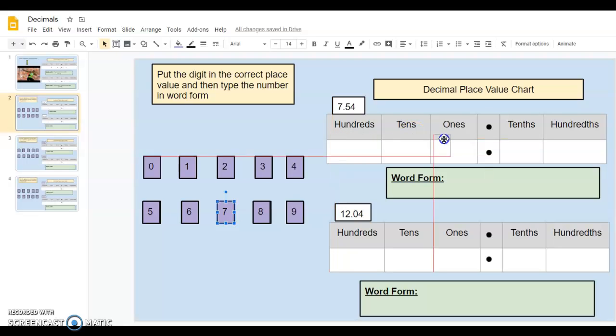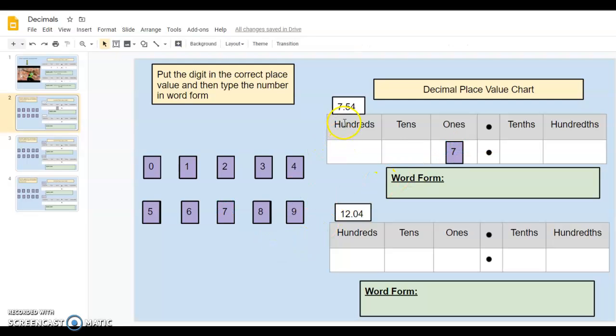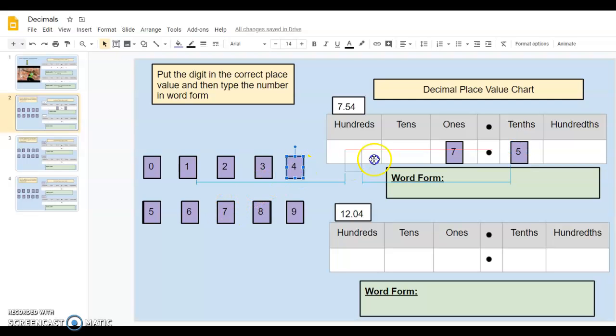So this is a 7, so this is supposed to be going into ones place. The next digit should be a 5 that goes into tenths place, which goes right there. And then we have a 4, which goes in the hundredths place. So that is going to go right there. Okay. And from there, all we're going to do is write this number in word form. Okay. So this is 7 and 54 hundredths there.